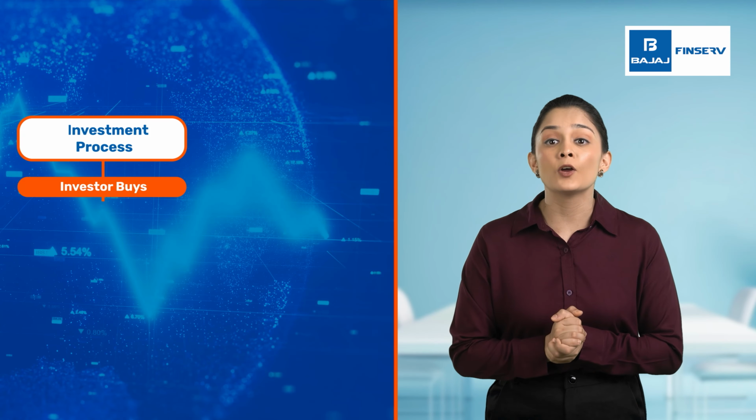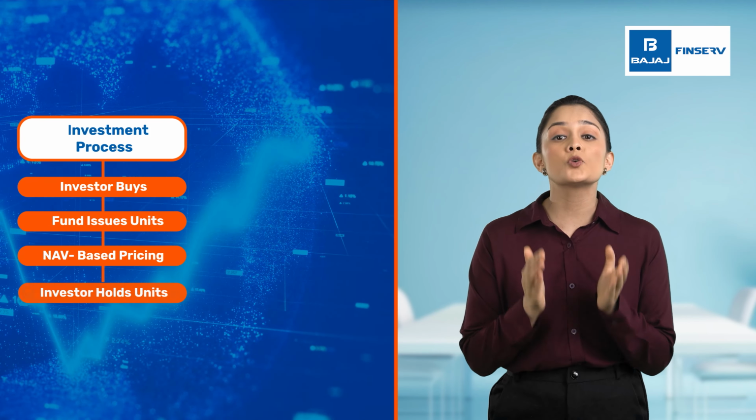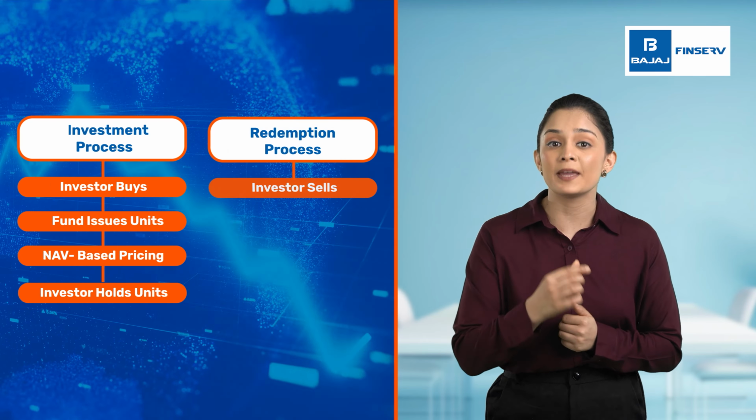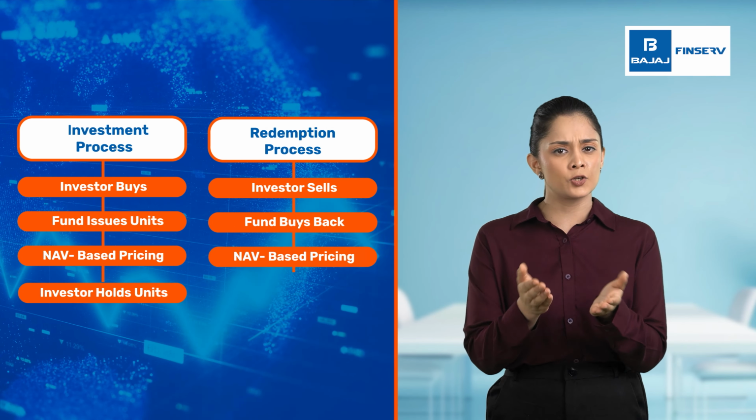First, let's talk about open-ended mutual funds. These are the most common type of mutual funds that you will come across. In an open-ended fund, the number of units is not fixed. This means that investors can buy or sell units of the fund at any time. When you invest in an open-ended mutual fund, the mutual fund house will issue new units based on demand. And if you decide to sell your units, the fund house will buy them back.